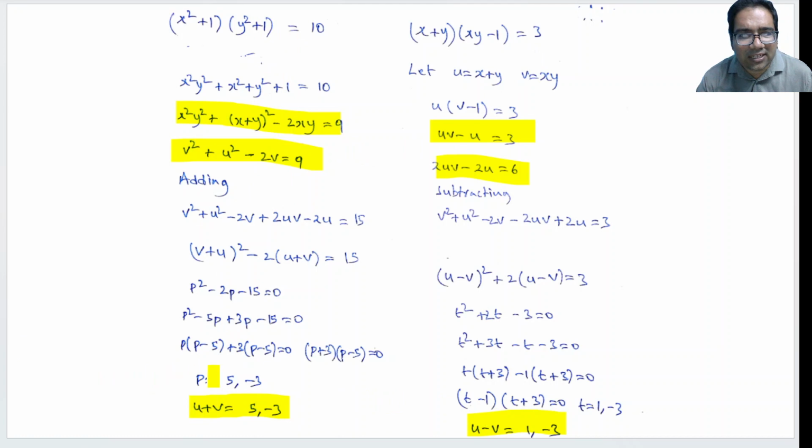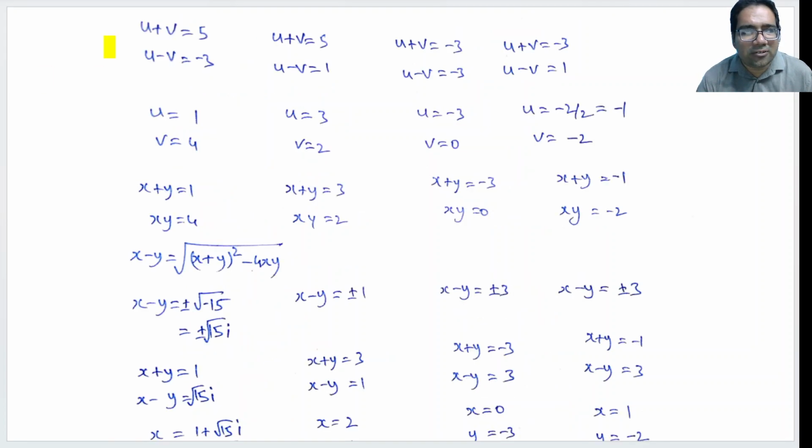With these two, we can calculate what u is and what v is. u + v can be 5, and then u − v can be 1 or −3; u + v can be −3, and u − v can be 1 or −3. We have four sets of equations. Let us solve all of these four sets. u + v can be 5, and u − v can be 1 or −3.